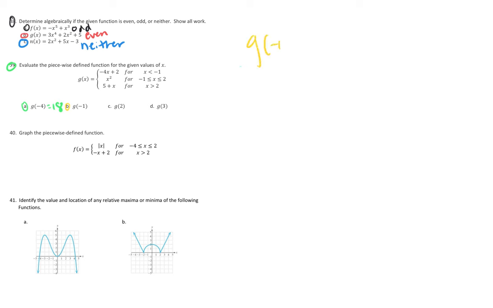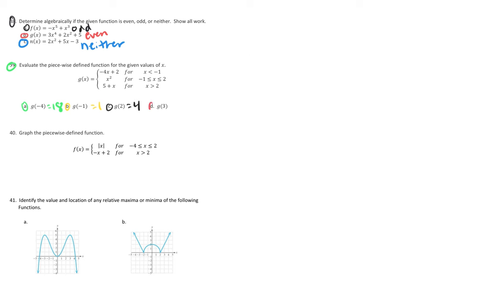Next, we have g of negative 1. And when we look at our x values, we see that negative 1 is included in the second part. So from negative 1 to 2 included, we use x squared. So we're going to say negative 1 squared, which is equal to 1. So then this one is equal to 1. For g of 2, we do the same thing. We see that x is equal to 2 on x squared. So then we're going to say 2 squared, which is just equal to 4. So then this one's going to be equal to 4.